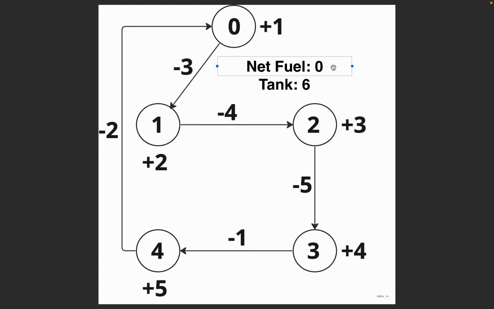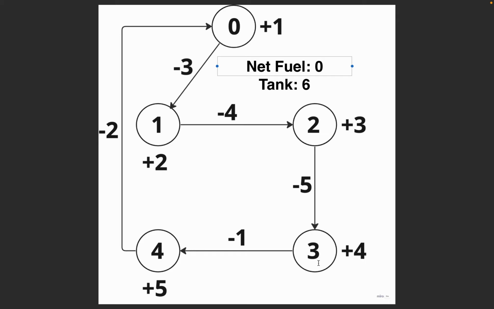This net fuel variable is very intuitive when you think about it. It basically just keeps track of the amount of gas we have versus the amount of gas we need. And based on whether or not it's greater than or equal to 0, we know whether or not we can complete a round trip. Now, of course, if it is less than 0, we know to return -1 immediately.